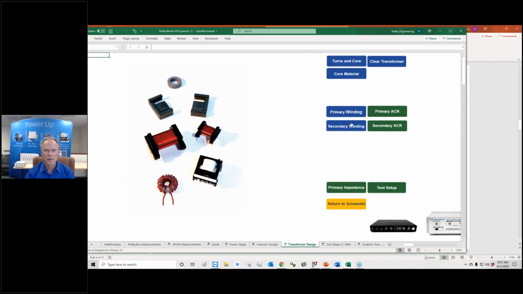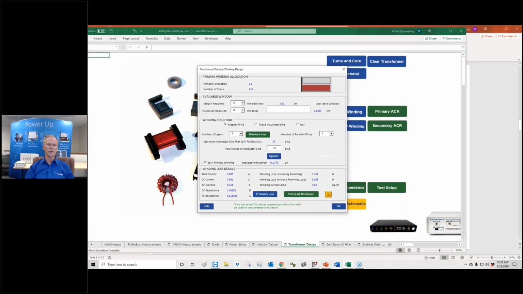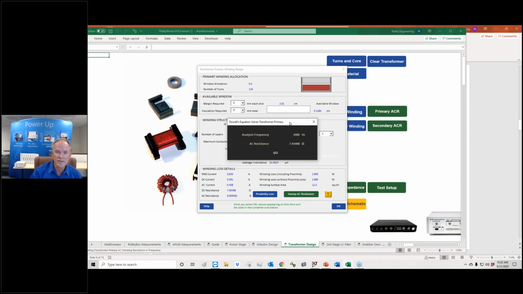Sorry, let me start on the primary winding now. So you come in here, and we're using, I think it's an EFD 30 core. And we say, okay, let's start with a 1-layer winding, because that's the easiest to wind. It's the safest with high voltage, because the voltage extremes are at opposite ends from each other, and we know the proximity loss is going to be low. So this is our 36 gauge wire case. And we can see here we've got high loss, 2.8 watts. Let's go and sweep our AC resistance.